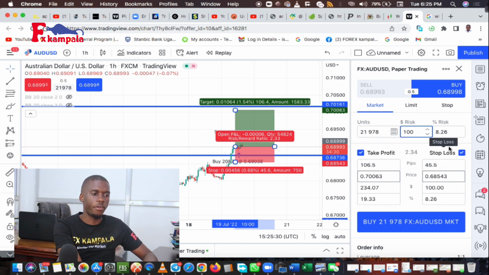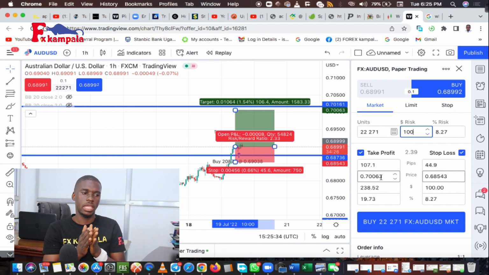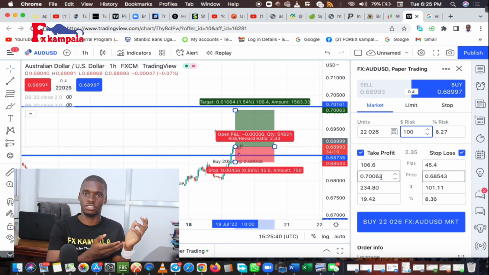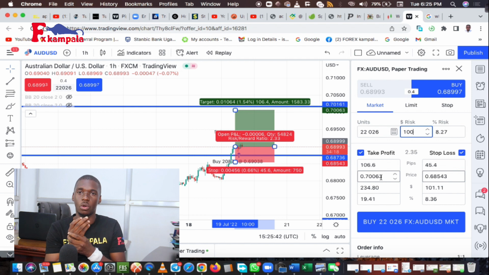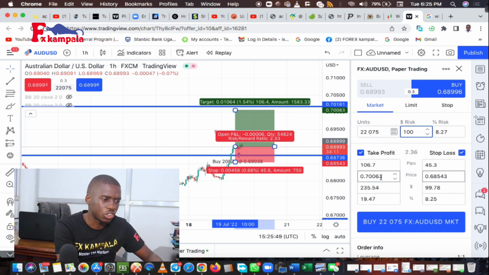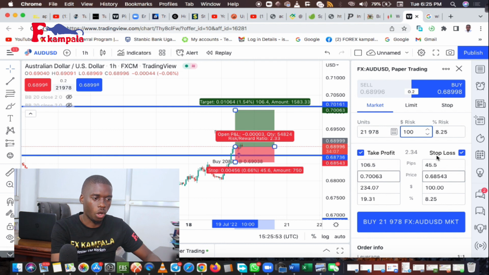Then when I'm done with this, I need to confirm, okay? I've put my take profit and my stop loss, the amount I want to risk. So I need to know how much my reward is going to be, okay? And I also need to confirm that whatever I put is there and it's right. So that's why I need to start with the stop loss column.